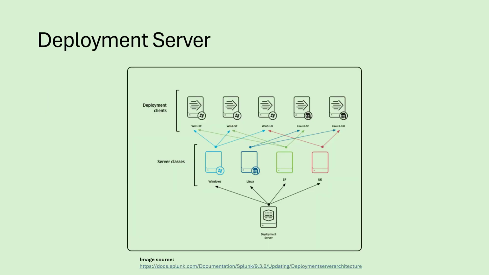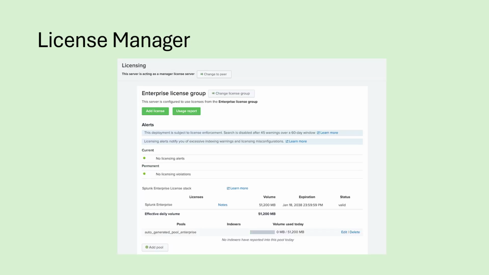The deployment server simplifies the management of Splunk configurations. It allows you to centrally manage and deploy configuration updates to multiple Splunk instances, ensuring consistency across your environment. The license manager is responsible for managing Splunk licenses. It tracks the amount of data indexed daily to ensure compliance with your Splunk license. If you exceed your license data volume, the license manager will notify you.